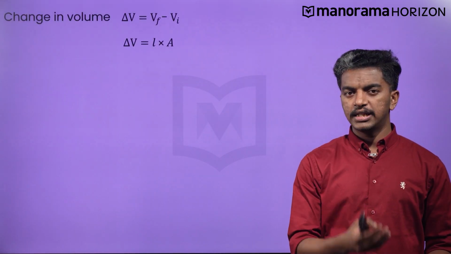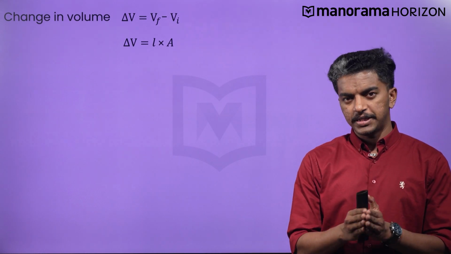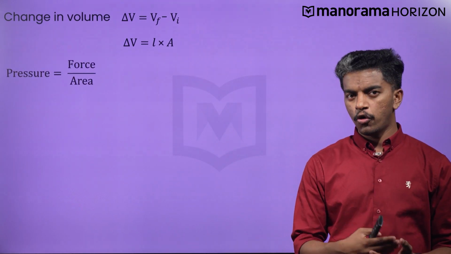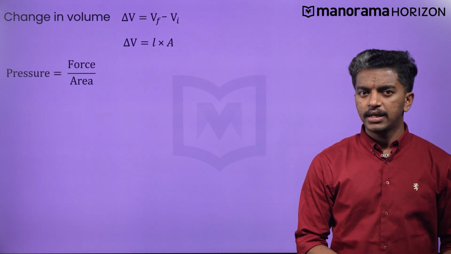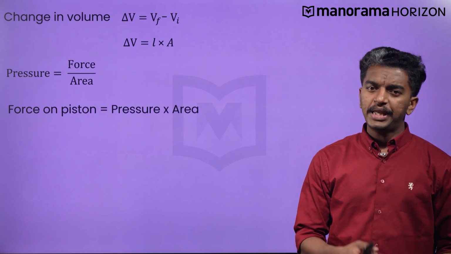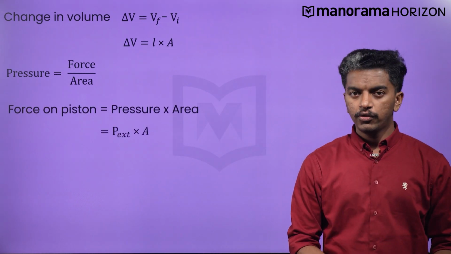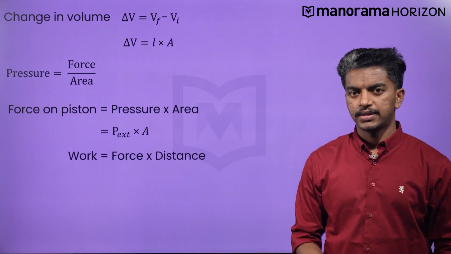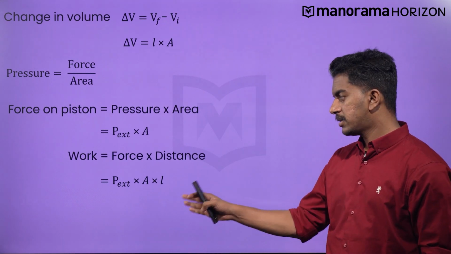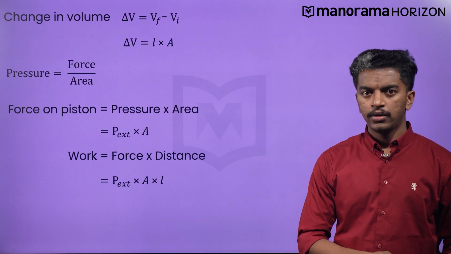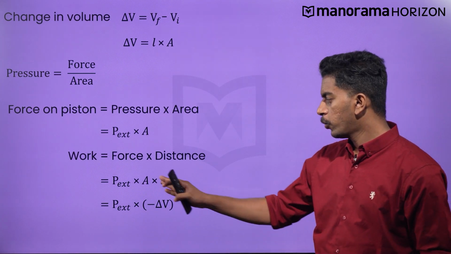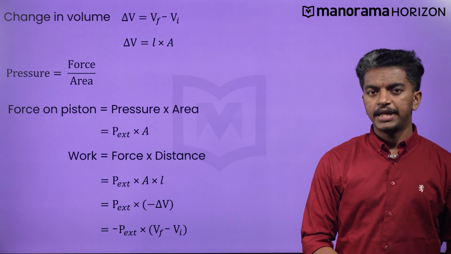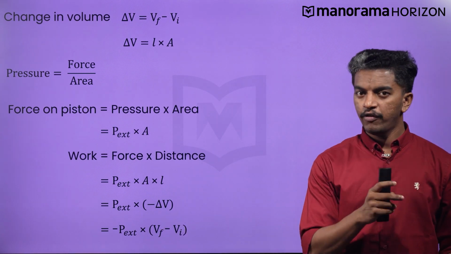Or you may also write the change in volume as the distance moved by the piston, that is L, multiplied by the area A. As pressure is the ratio of force to area, you may write the force on the piston as P external into A. Now the work done on the system, W, is equal to force into distance, which is equal to P external into A into L. Or work done W is equal to P external into minus of delta V, or minus P external into Vf minus Vi.